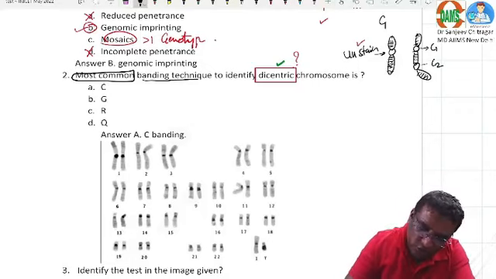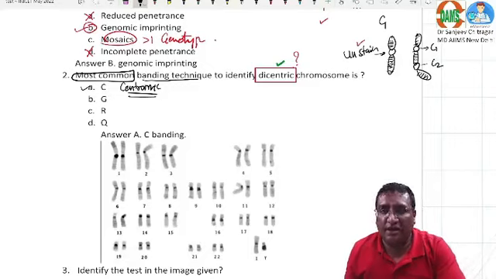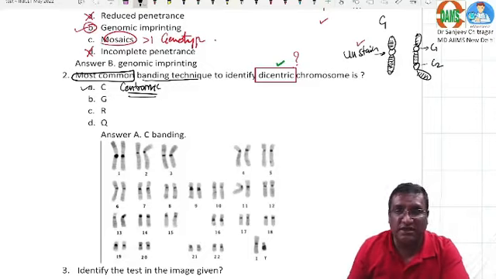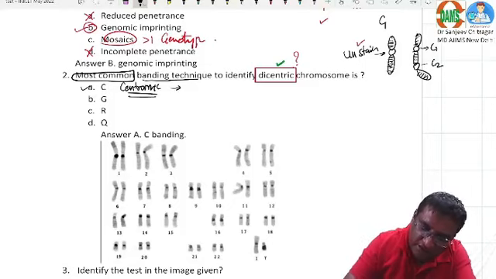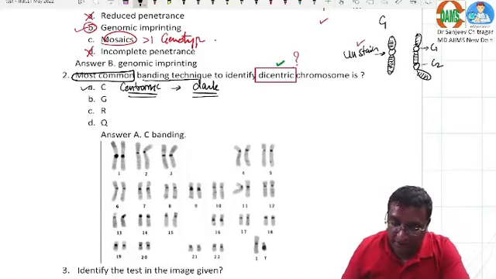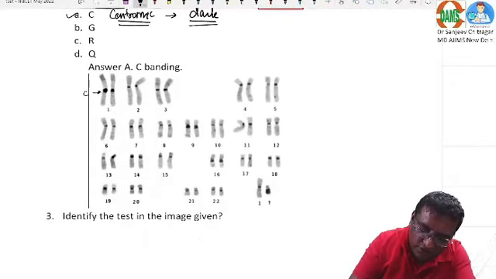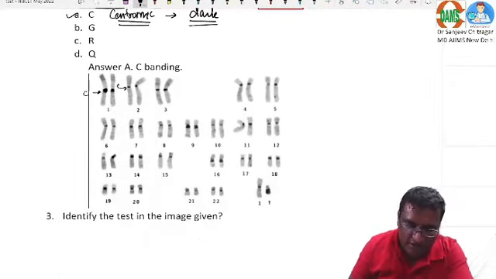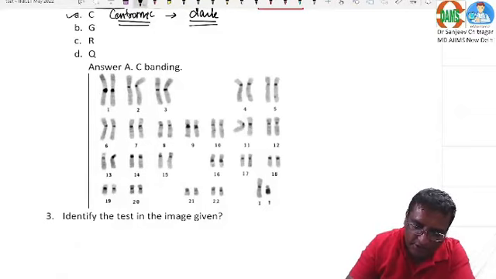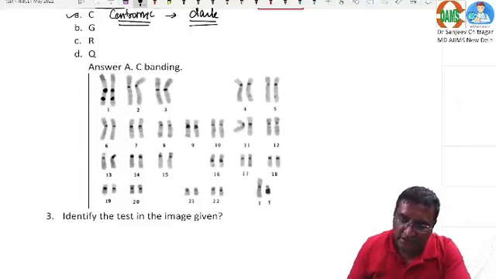So for that we use C banding. C stands for centromeric banding. G is for Giemsa, the special stain. Centromeric banding is an ultra staining, where centromeres stain dark and the rest of the chromatin appears pale. Let me show you one image of C banding. This is the C banding technique. Look at this, this is the centromere that I am seeing, which is dark in color. So if it is a dicentric, how does it appear? Dicentric means one centromere and another centromere like this. This will be the dicentric one, and the answer is C banding.